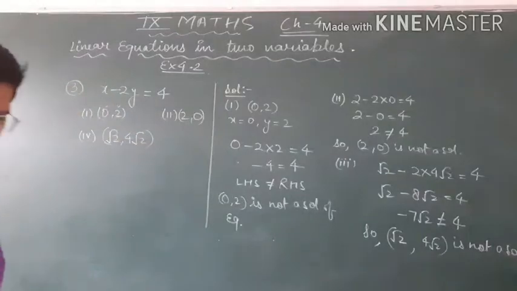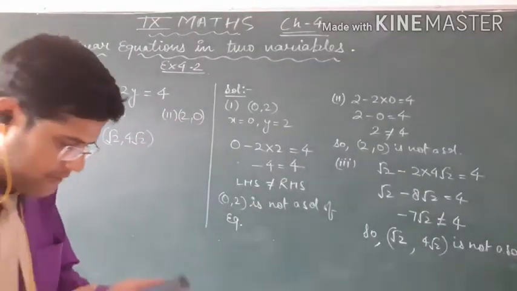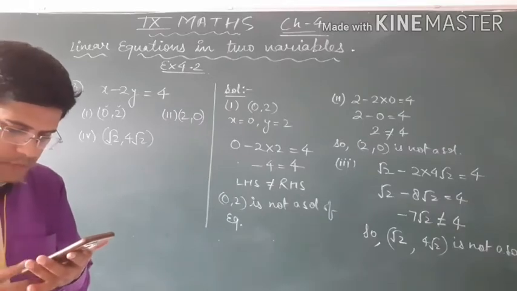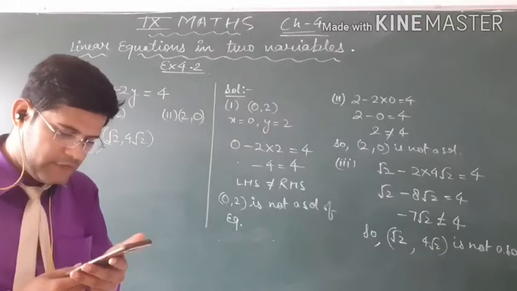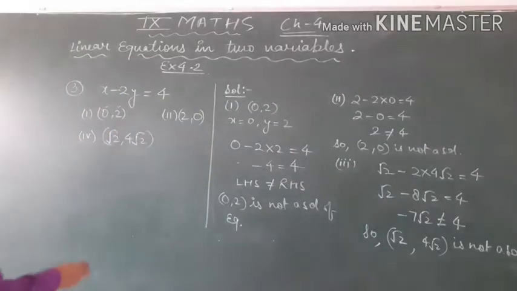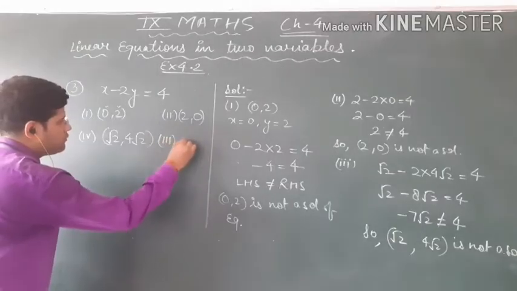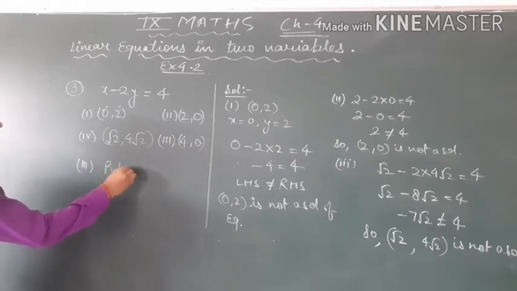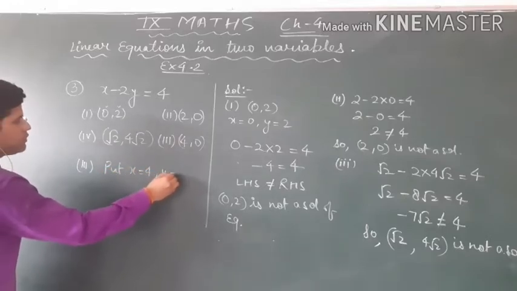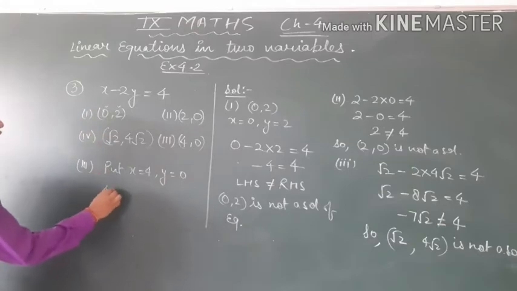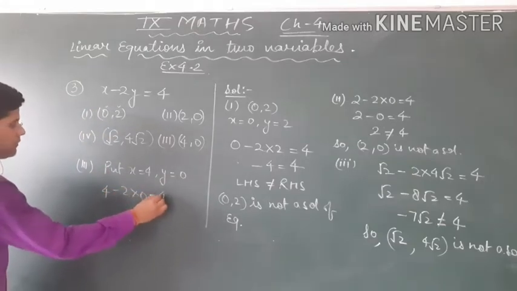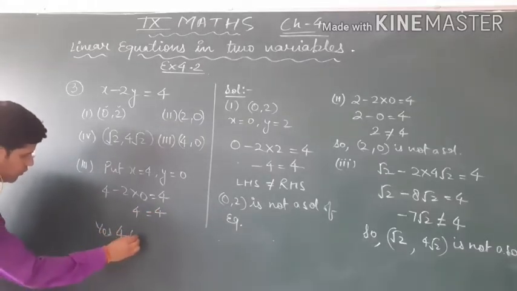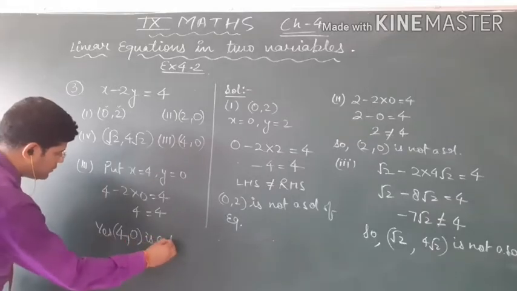Here whatever I have taken, all of them are not the solution. So I think the remaining one will definitely be the solution. Now I am going to do the last one, (4, 0). So we put x equal to 4 and y equal to 0 in the equation. Then 4 minus 2 into 0 equal to 4. Then 4 equal to 4. Yes.